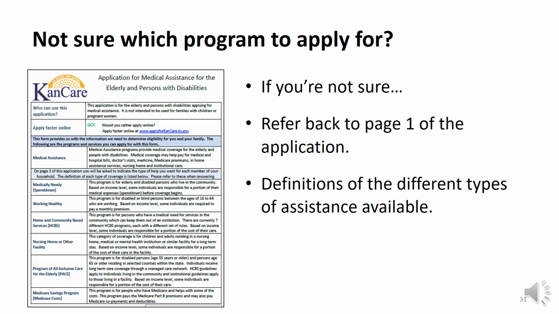What if you're not sure which program to apply for? If you're not sure, refer back to page 1 of the application. It has definitions of the different types of assistance available.